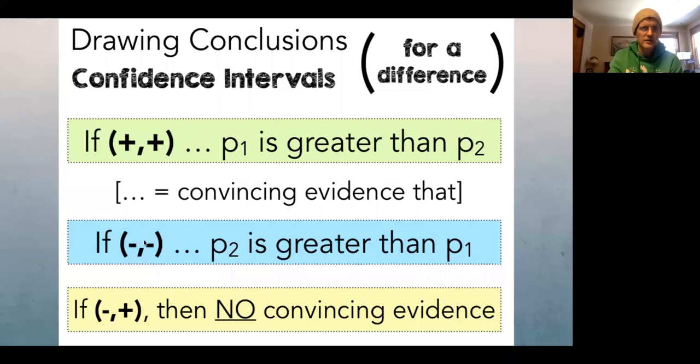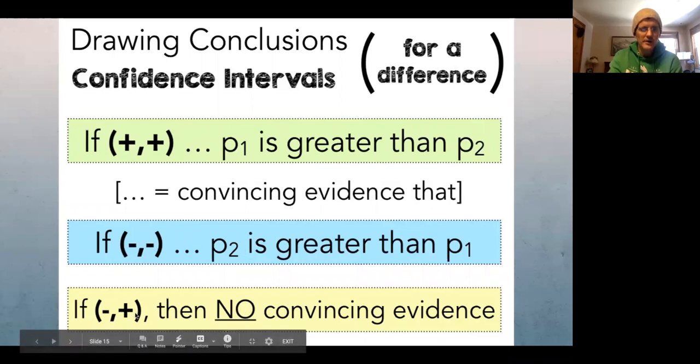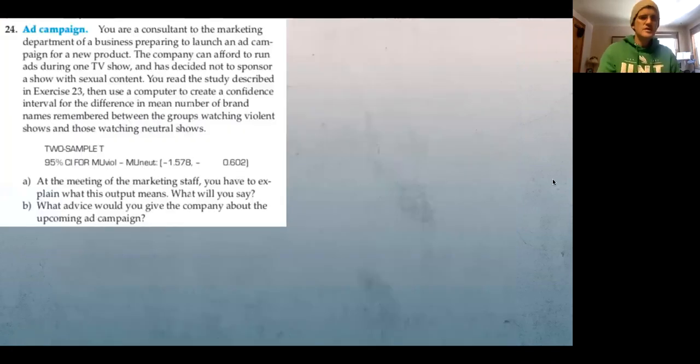If they're both negative, then the other way around. But in our case, when we have a negative and a positive, there's no convincing evidence, just to summarize that. So this is a good one. I'm going to pause real quick and let you read through this problem.